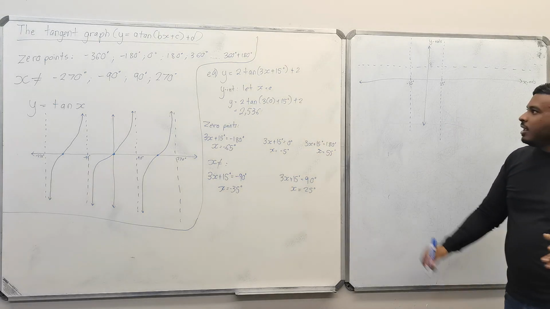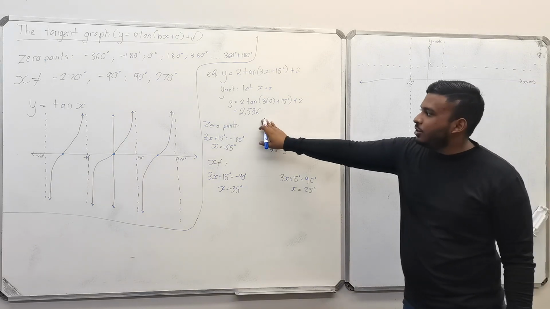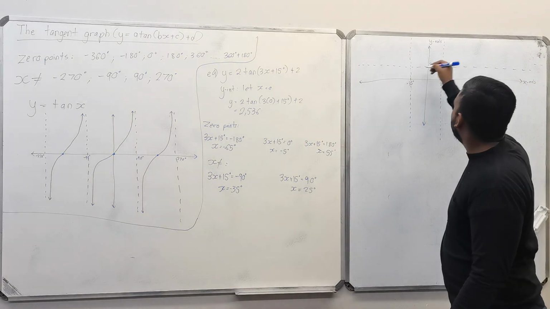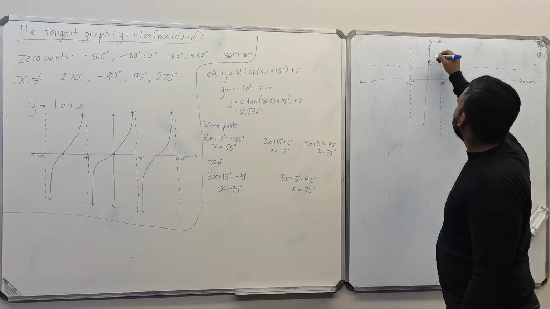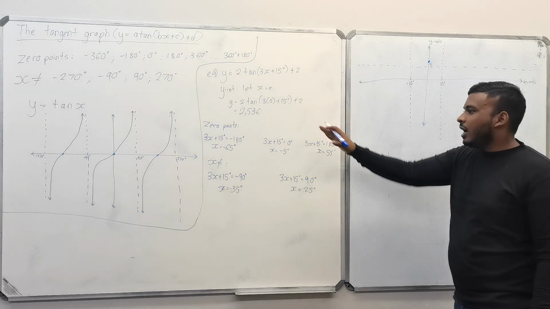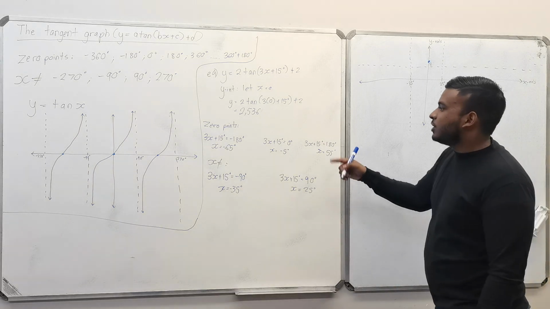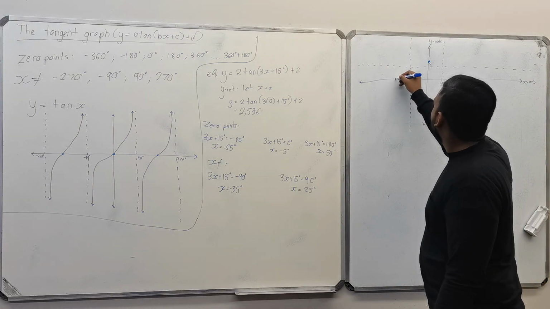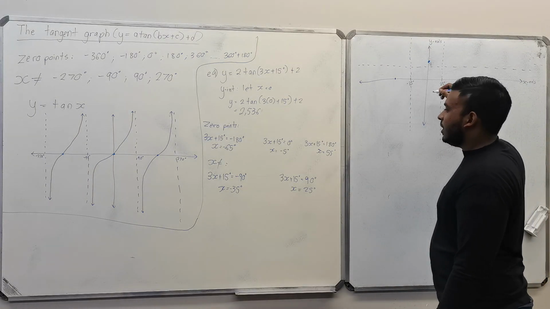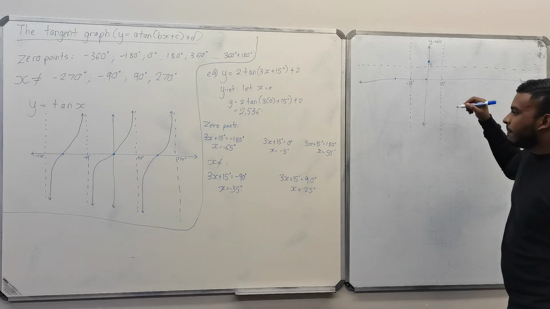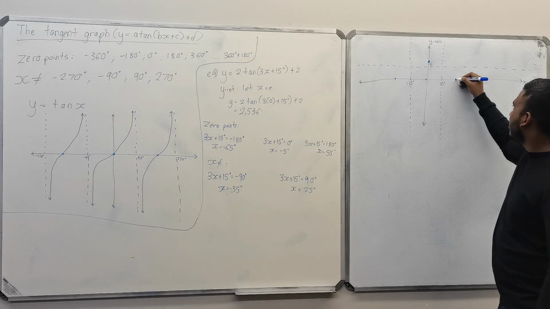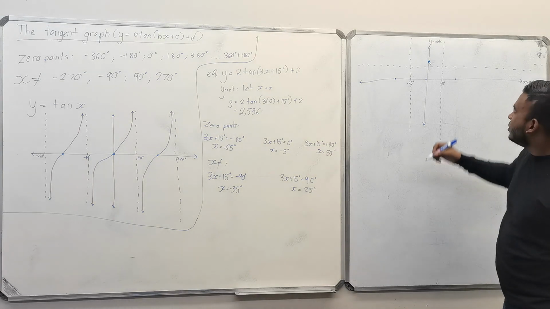Y-intercept is 2.536, which is, if this is 2, let's say 2.536 is there. And then our zero points are going to be negative 65, let's say somewhere here, negative 5, which is somewhere here, and 55, which is somewhere there. So now you just need to draw it.